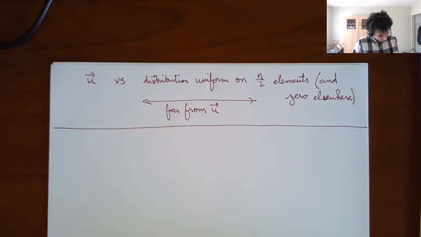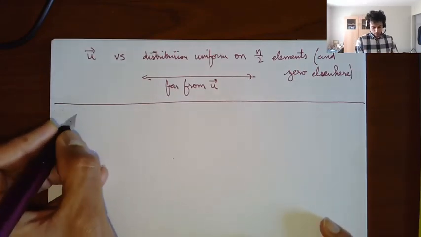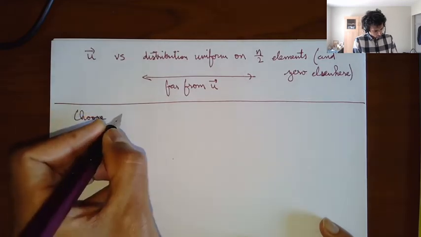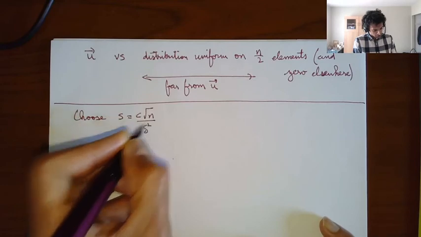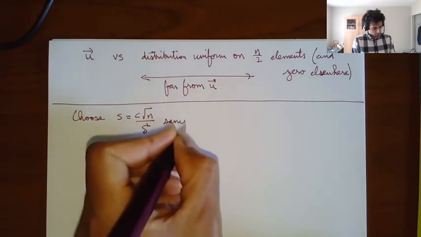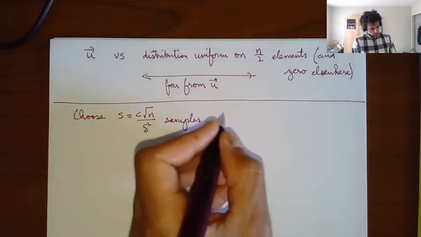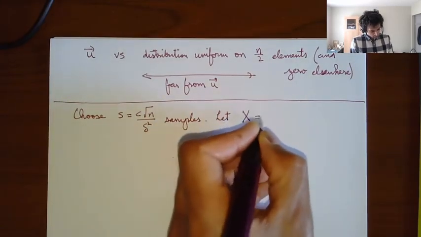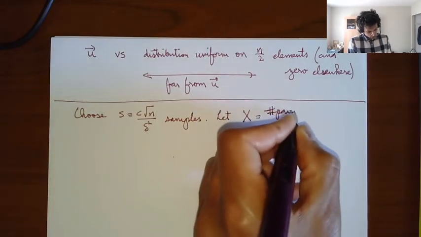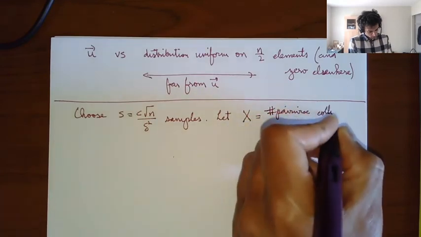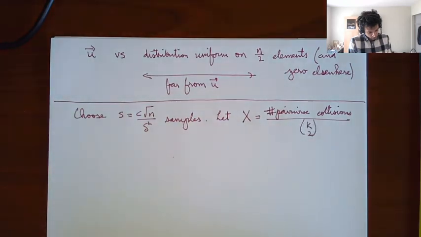So let me write down the crux of the analysis. I'll say choose S to be C root n over delta squared samples. I'm using delta; I don't want to use epsilon. And then let my random variable X be equal to the number of pairwise collisions divided by S choose 2.